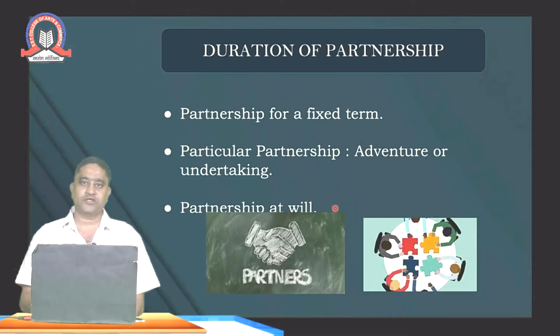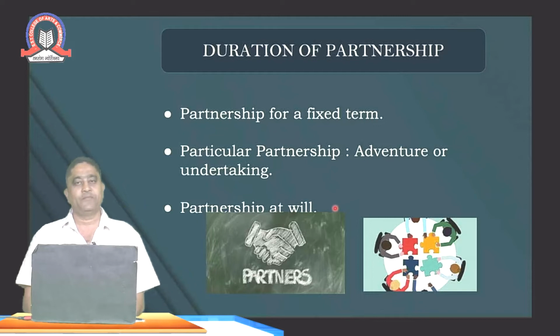Duration of partnership depends on whether it is a partnership for a fixed term. A particular partnership, or an adventure or undertaking, also deals with the duration of the partnership. Once the adventure or undertaking has been accomplished or completed, the partnership comes to an end. Partnership for a fixed period means the partners agree to carry on the business for 2 years or 3 years, whatever is mentioned in the partnership deed.